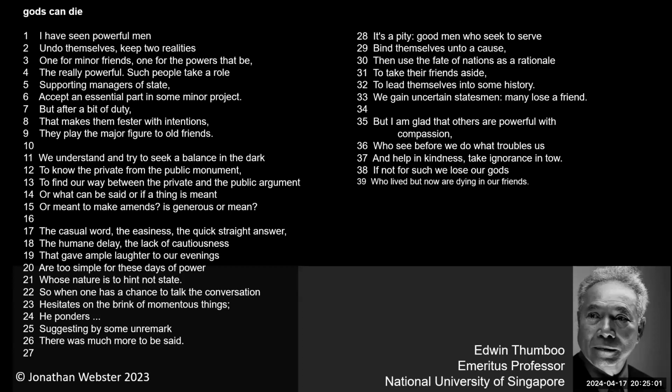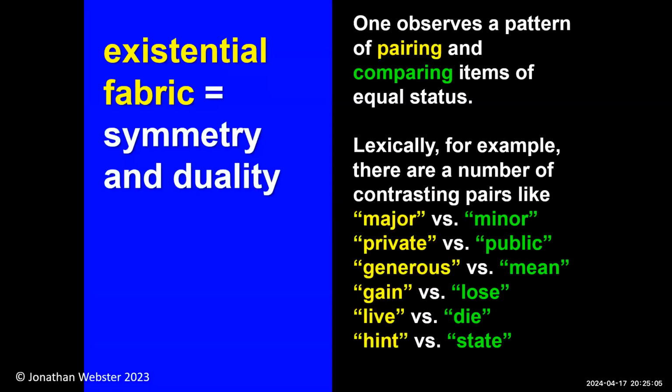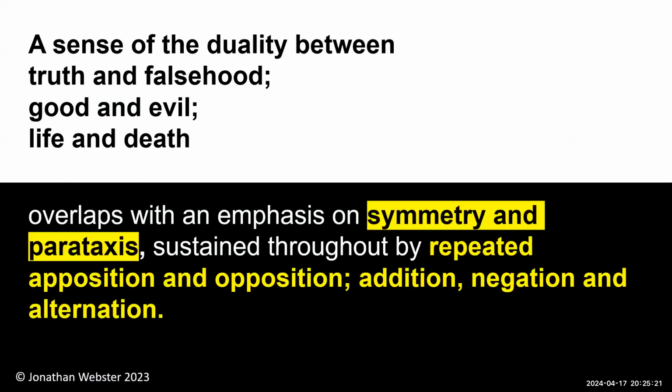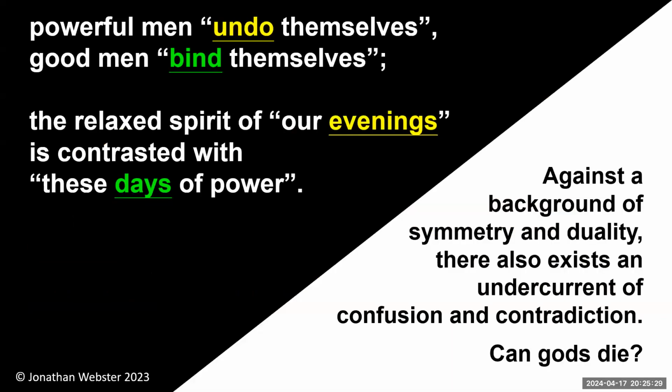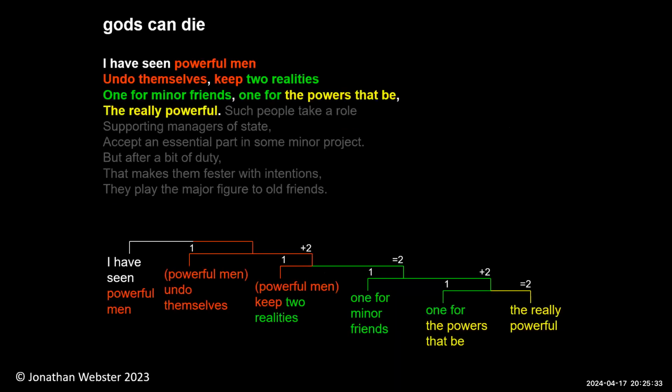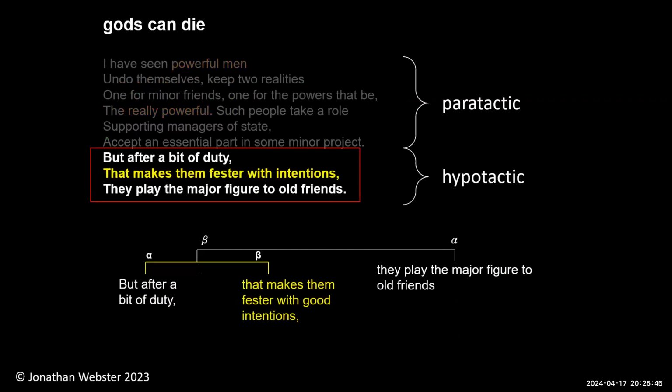We looked at several poems by Edwin Thumboo. One of them, Gods Can Die. There is a background of symmetry, duality, major, minor, private, public, throughout the poem. There's a sense of good and bad, dark and light, life and death. But then against that background, he foregrounds hypotaxis. Against that parataxis. And so we see a pattern of parataxis, layer upon layer. And then when he wanted to draw your attention to what had become of his friend, the betrayal by his friend, there was hypotaxis.